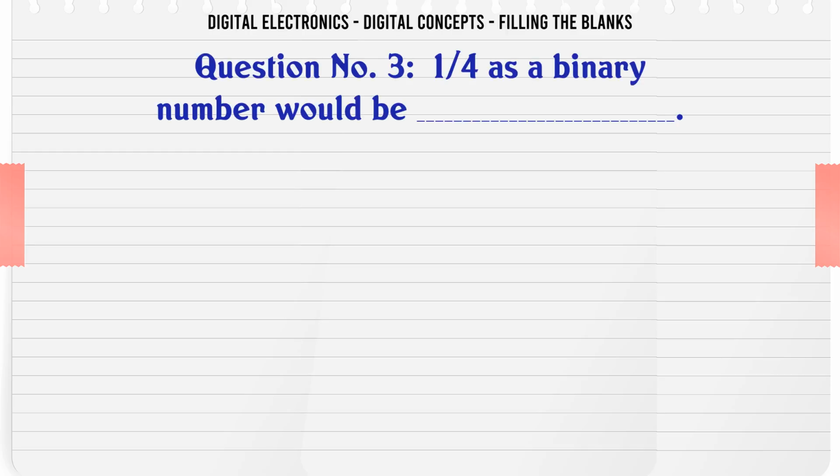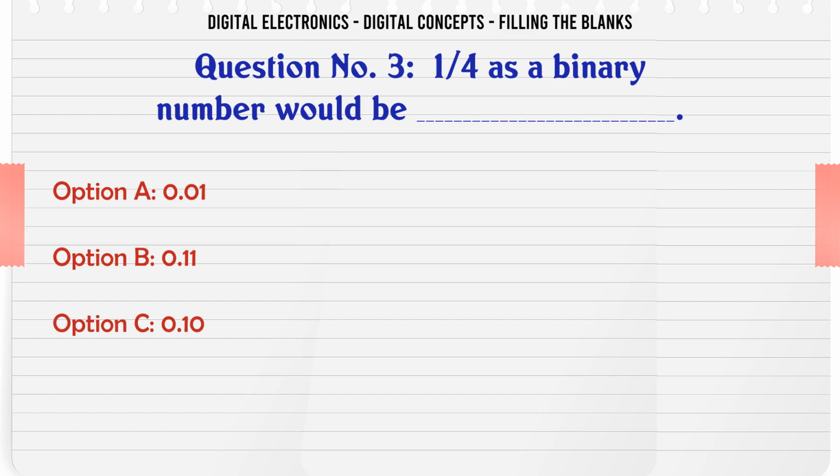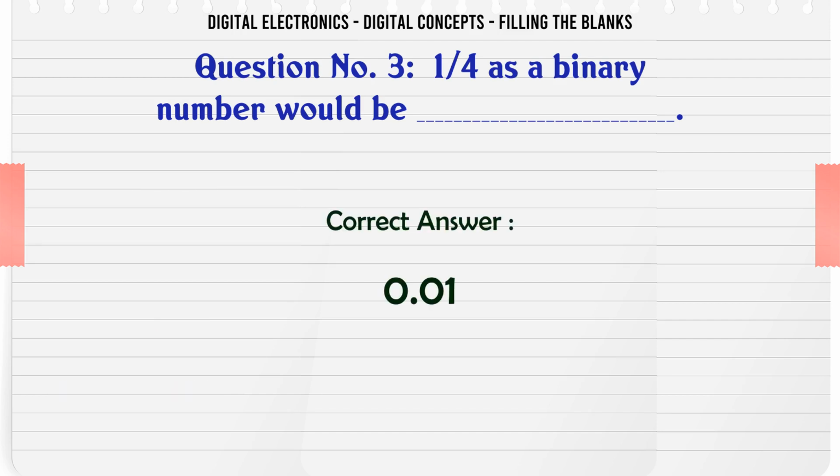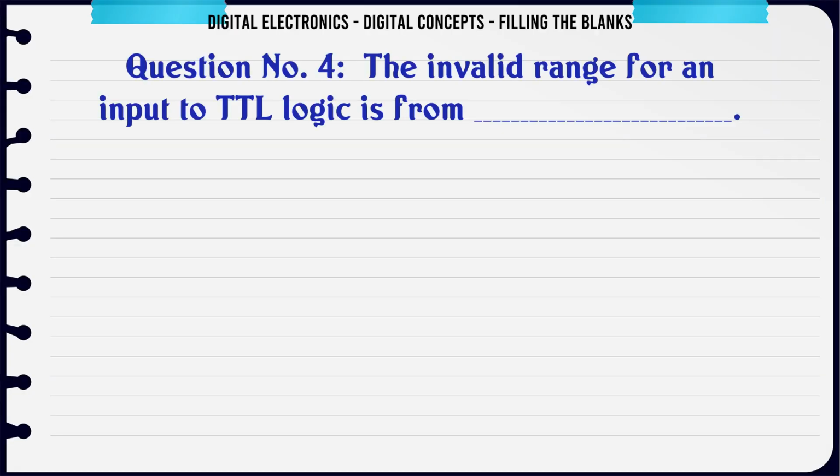1-4 as a binary number would be A. 0.01, B. 0.11, C. 0.10, D. 0.00. The correct answer is 0.01.